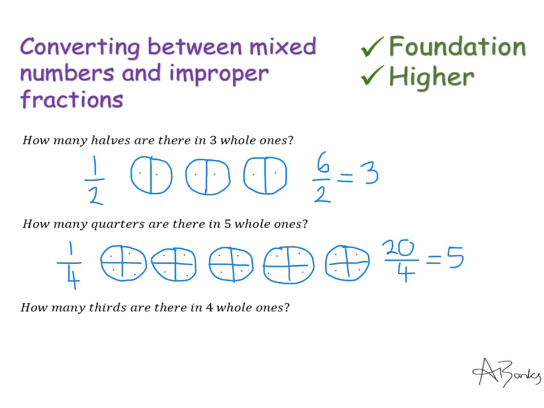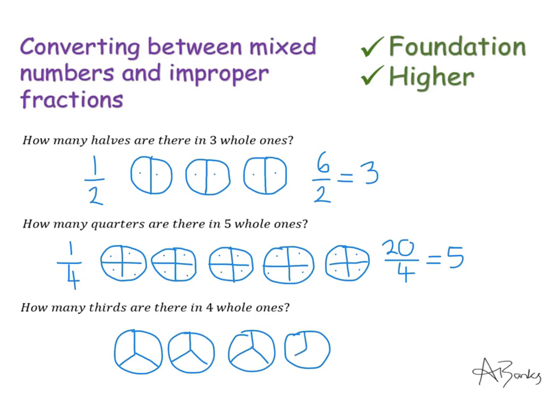And last one, how many thirds are there in 4 whole ones? So here's my 4 whole ones. And I'm going to attempt to split these into 3 equal pieces, which is going to roughly look like this. So these are my thirds. Each piece here is a third. How many thirds are there in 4 whole ones? 1, 2, 3, up to 12. So 12 thirds is the same as 4 whole ones.